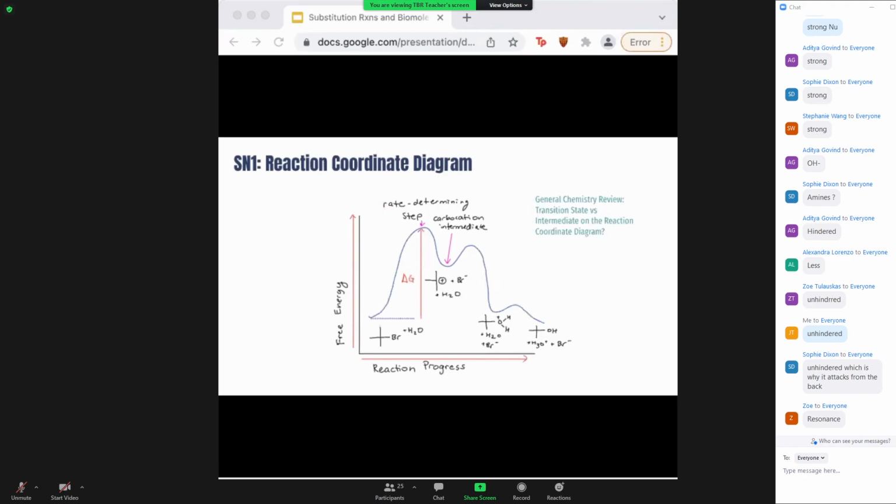Sorry, I'm bringing in a lot of different ideas today, but it's good to have a review. So just to repeat the question, can anybody tell me the difference between a transition state versus an intermediate on the reaction coordinate diagram? I kind of helped you a little bit, but just to poke your mind once again.